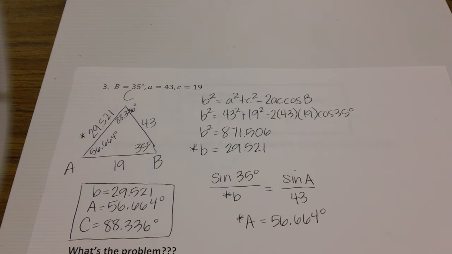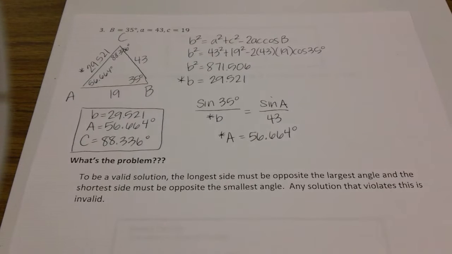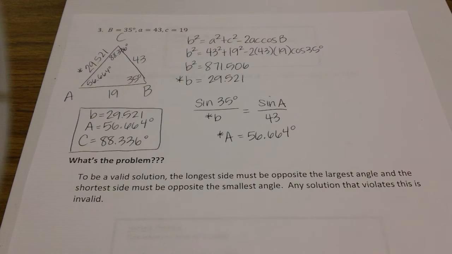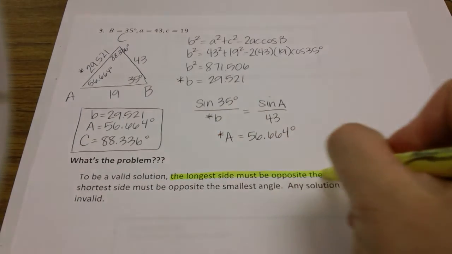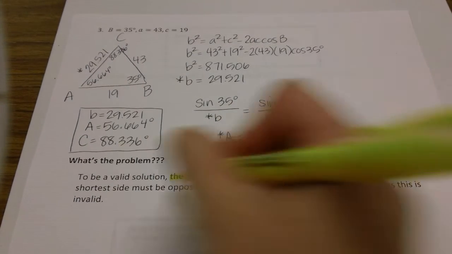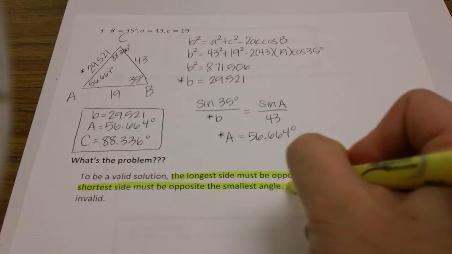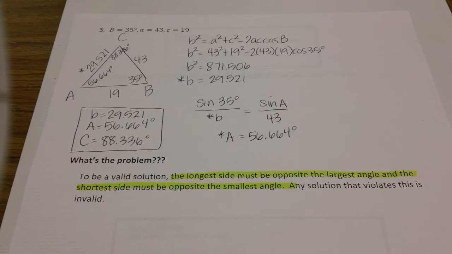Okay, the problem with the triangle is, to be a valid solution, the longest side must be opposite of the longest angle. And the shortest side must be opposite of the shortest angle, smallest angle. Any solution that violates this is invalid.